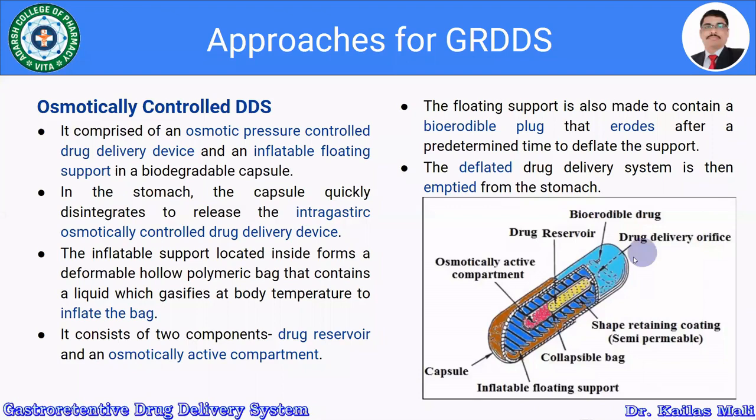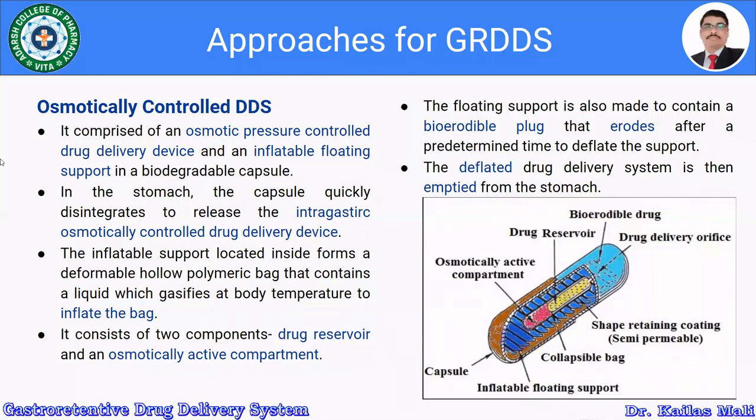Then here this is the drug delivery orifice. Then here it's the drug reservoir, right? And this is the osmotically active compartment. So this is a core compartment which comprises the osmotically active agent and the drug, that is the drug reservoir, which is placed into the capsule which contains the collapsible bag, then the shape retaining coating, which is semi-permeable in nature, right? Then the inflatable floating support.